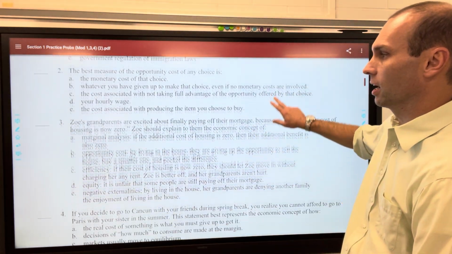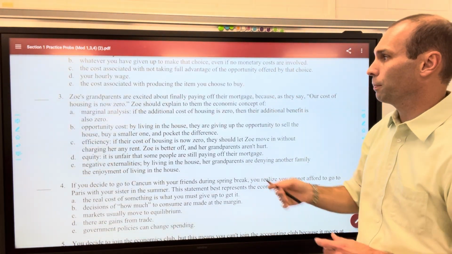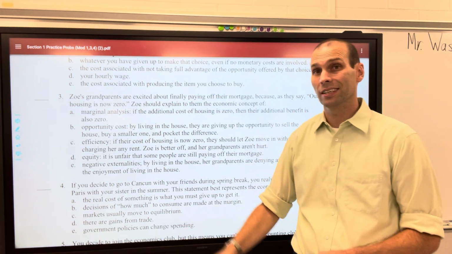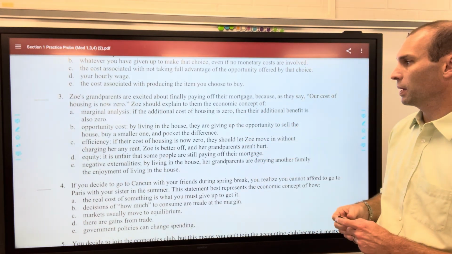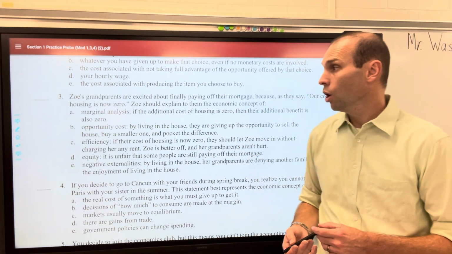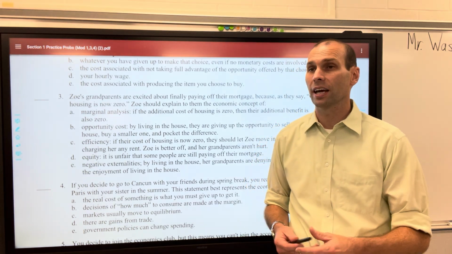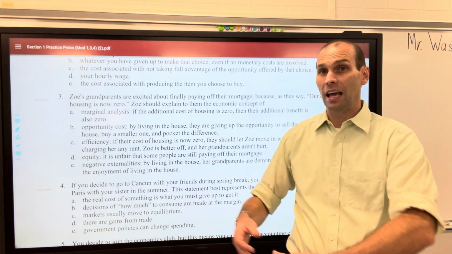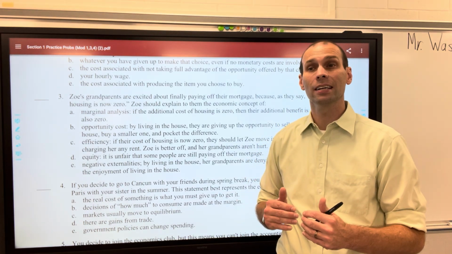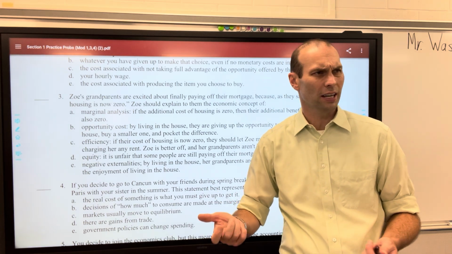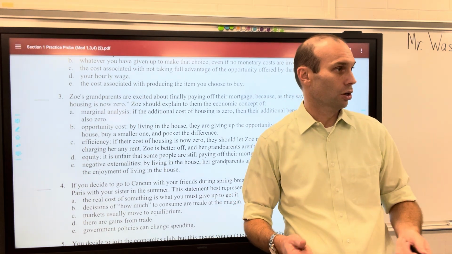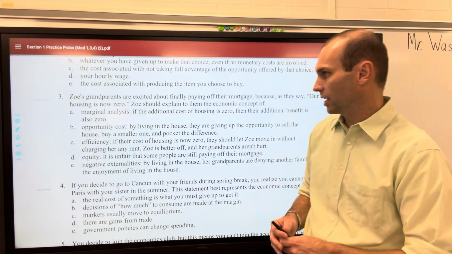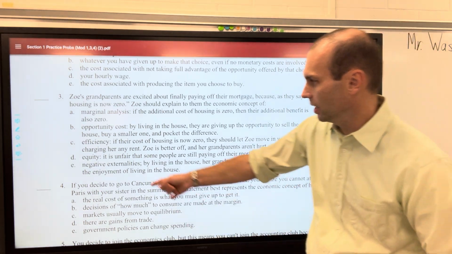The first question we wanted to cover was 3. Zoe's grandparents are excited about finally paying off their mortgage because they say, our cost of housing is 0. Zoe should explain to them the economic concept of, well, this one means they're clearly forgetting the idea of what? Opportunity cost. Because every day they spend in that house is income that they could have earned. What could you do with a house? You could sell it, you could rent it. So there's always an opportunity cost. So the key here will be opportunity cost.